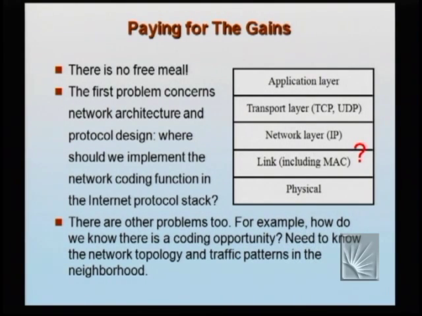Well, there are some other problems too. For example, how do we know there is a coding opportunity? In the previous examples, we assume that the mixer, the central node, knows everything in the neighborhood. But how can it know? In order to know that, we need to know the network topology at the time, right? Especially if it's a mobile ad hoc network, the network topology can evolve over time. So how do we know at a certain point of time we can still have that coding opportunity?